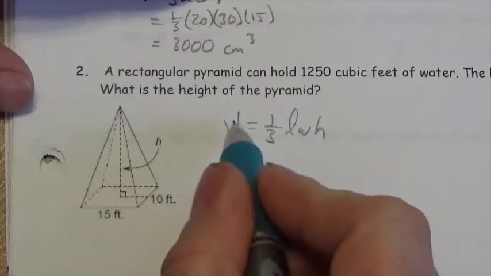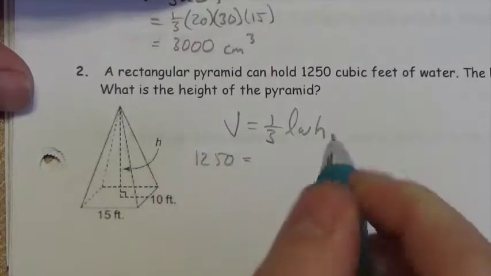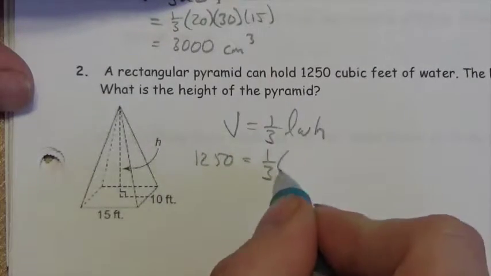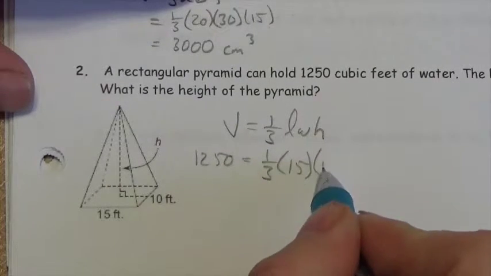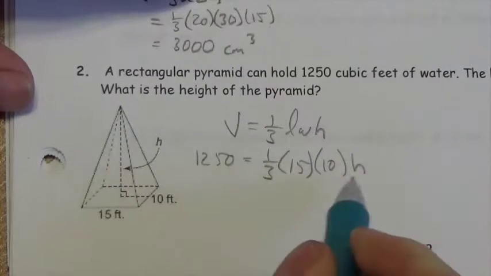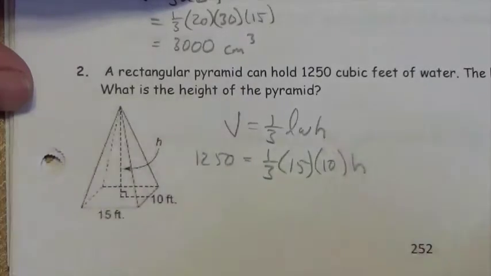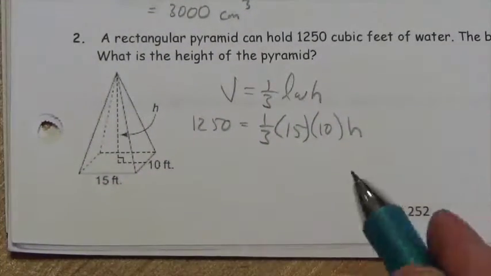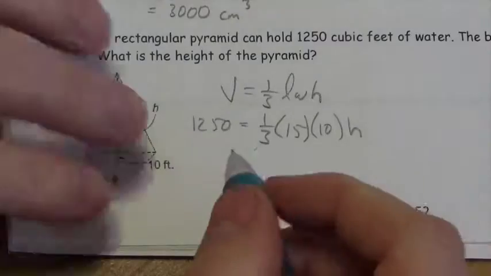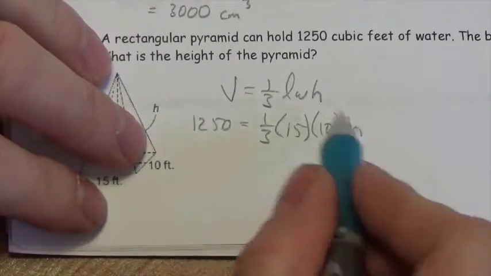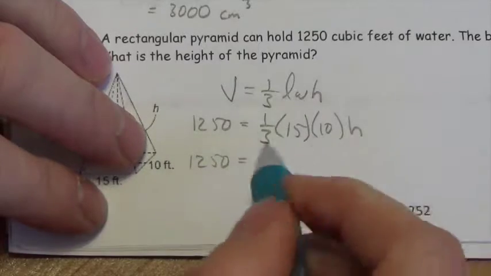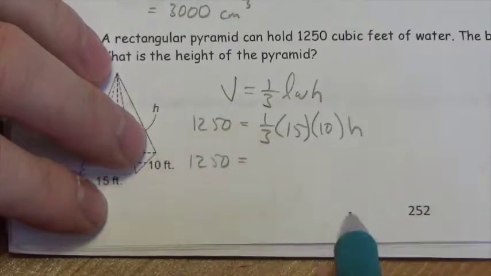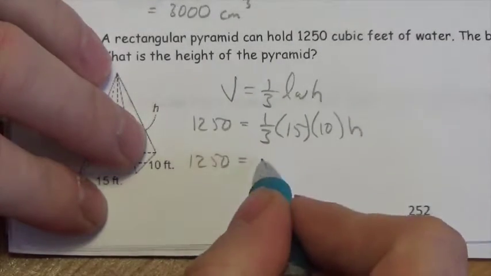We are told that the volume is 1,250. We know that the length of the base here is 15. We know that the width is 10. The thing that we're missing is the height. And actually that's the thing that we're being asked for here. So that's actually a really, really convenient little problem. So I'm going to simplify what's on the right-hand side first as much as I can. 1/3 of 15 is 5 times 10 is 50.